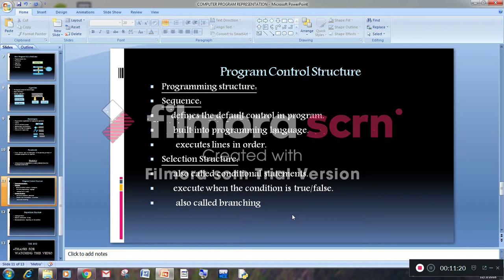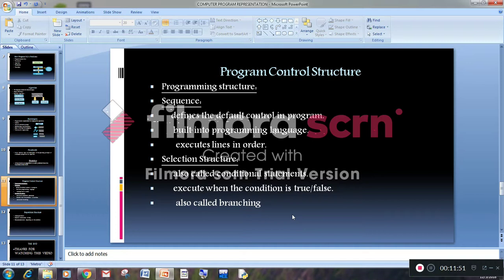So the first programming structure is sequence. What does sequence mean? Order. It defines the default control in a program, built into the programming language. It means that the sequence structure is already built into the programming language. You do not have to define it; the statements execute in sequence. Execute lines in order.